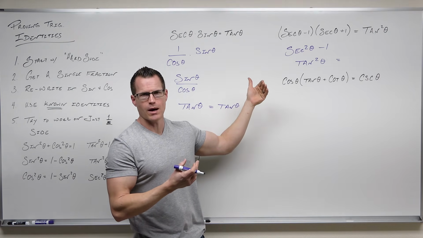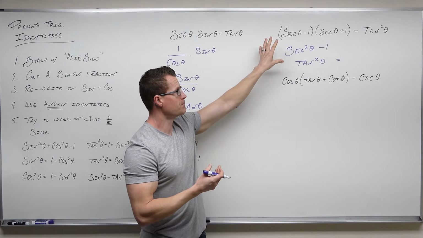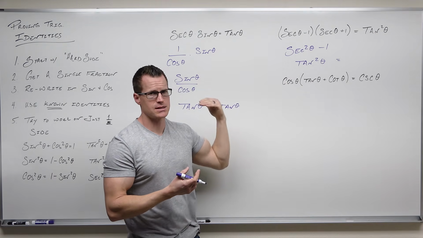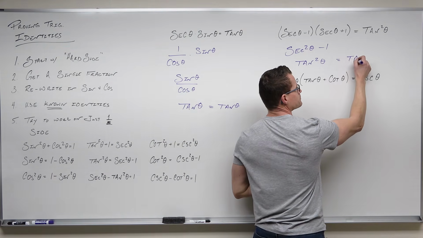That's what this is really about. Start on the hard side, figure out that it makes it equal to the other side, using these ideas that I'm giving you. So tangent squared theta does in fact equal tangent squared theta.